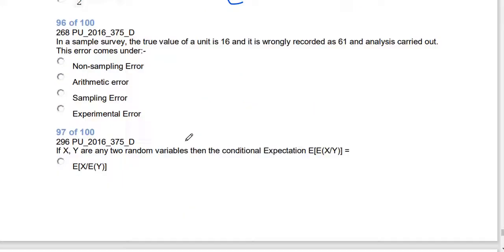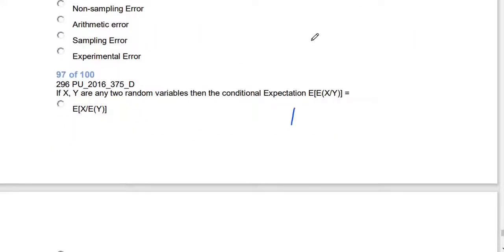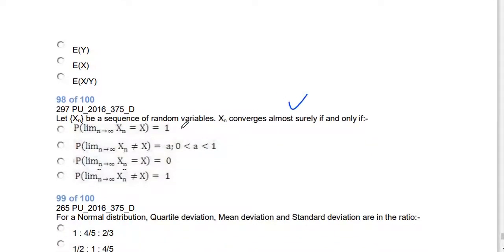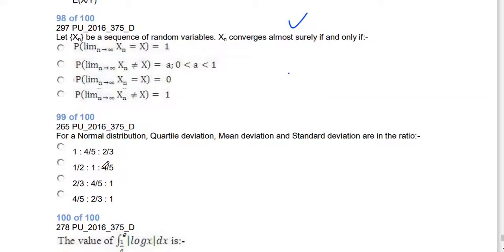In sample survey you can do this question rather than conditional distribution. This is also just a standard formula. X converges almost surely to the equivalent distribution. Okay, see here, this is the relationship between quantile deviation, mean deviation and standard deviation in the normal distribution. Standard deviation is sigma. The exact relationship is that mean deviation is 4 upon 5 and quantile deviation is 2 by 3. I think either interchange, I think this is the option.